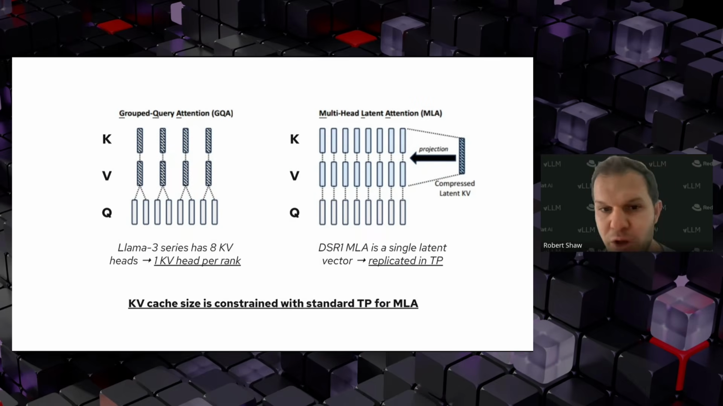Additionally, when we deploy with tensor parallelism, the MLA style models have a huge issue. When we look at llama style models, the GQA attention, they have KV heads.